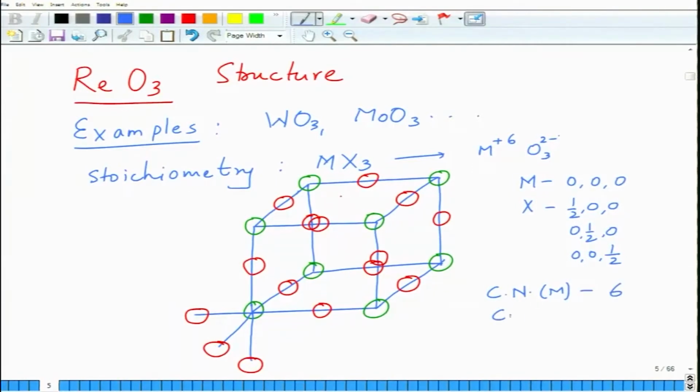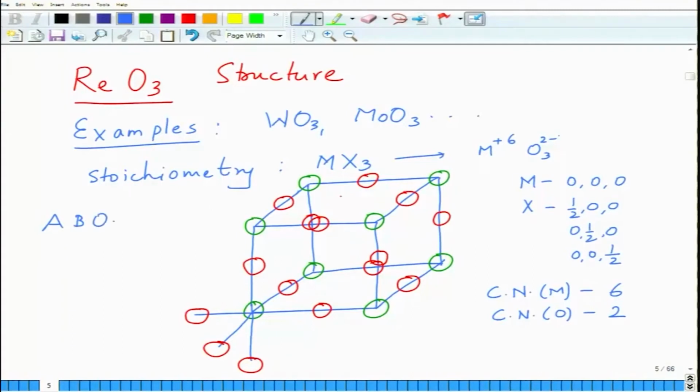So, what is the coordination number of oxygen in this case? You can do the bond strength check, but you can see the stoichiometry is 3 times. So, MX3, 1:3, it has got to be 2. So, can you correlate this structure with the ABO3 structure? We can. This structure is very similar to ABO3.